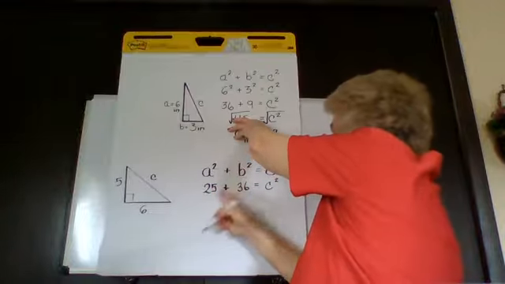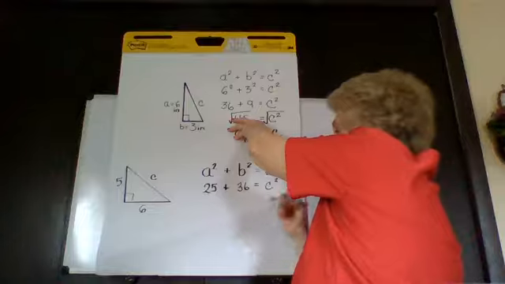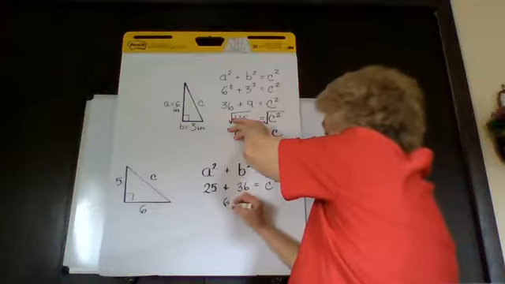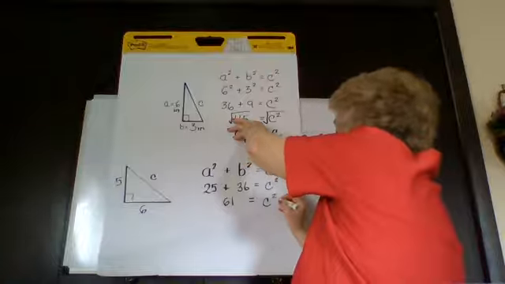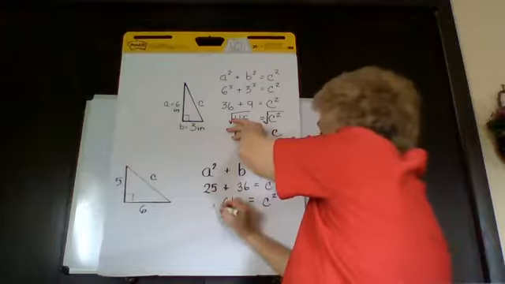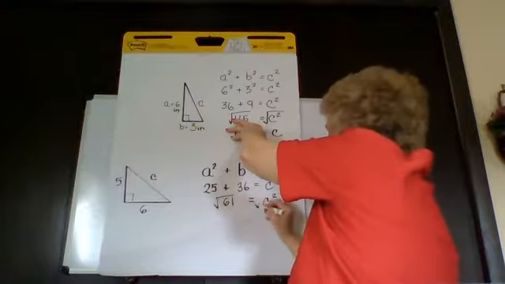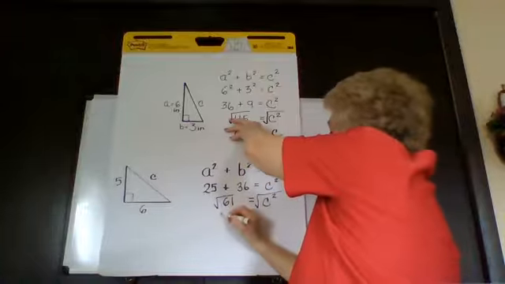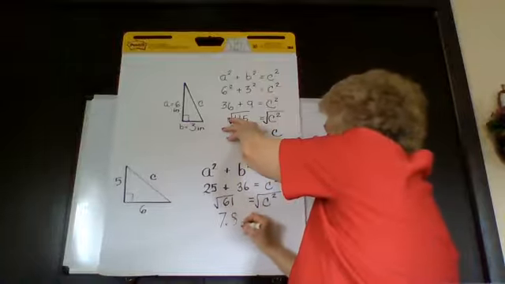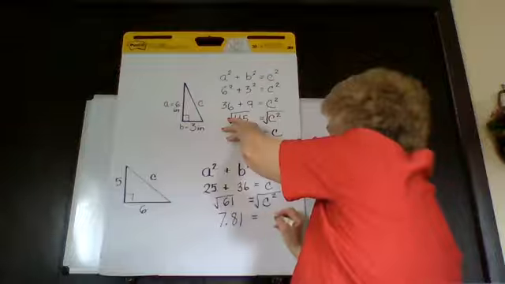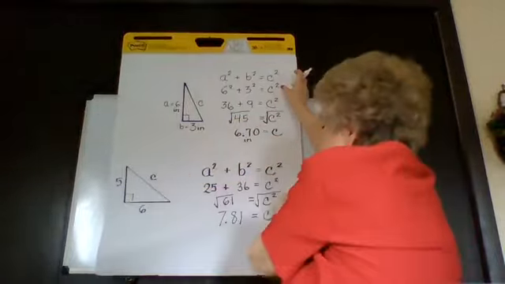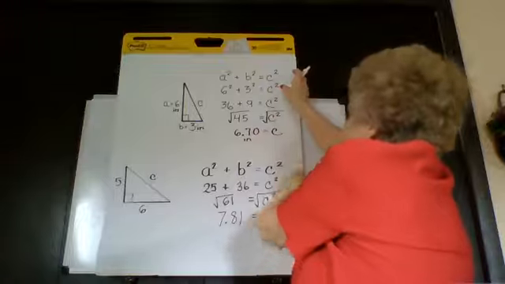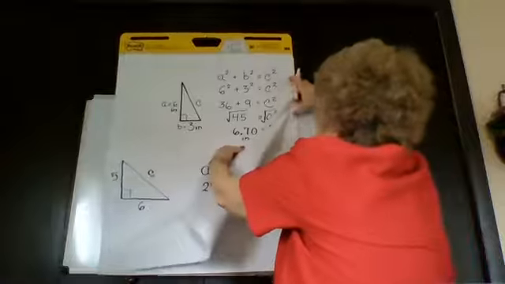25 and 36, you can use your calculator if you can't do it in your head, is 61, and that would be C squared. But we want only C, so we take the square root of 61, the square root of C squared, and we get 7.81 equaling C. That's as simple as it is. This side is 7.81.